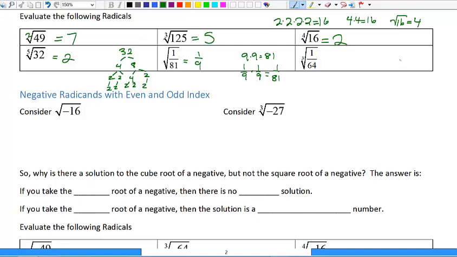Same thing here, we know the cube root of 64 is 4, because 4 times 4 is 16 times another 4 is 64. So if we have 1 over 64, let's try 1/4. 1/4 times 1/4 times 1/4 is 1/64. Therefore, the cube root of 1/64 is a fourth.